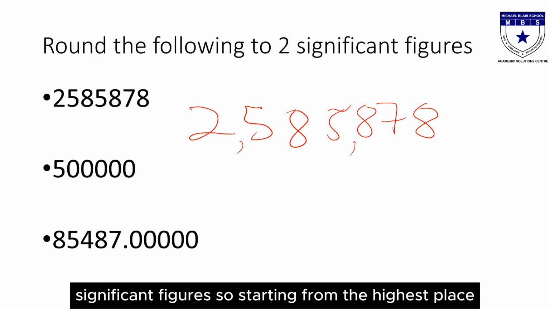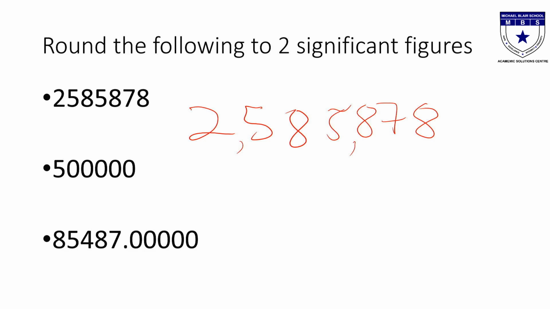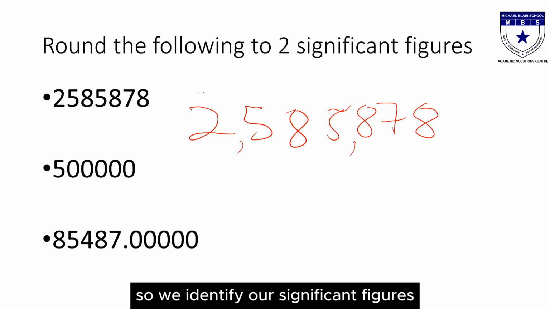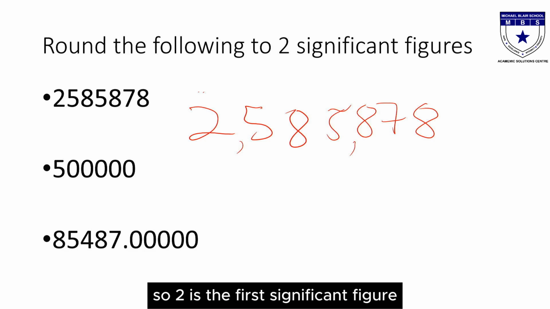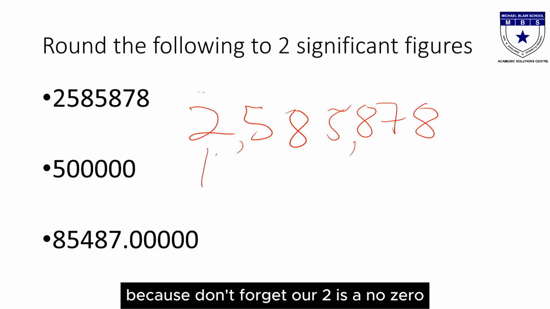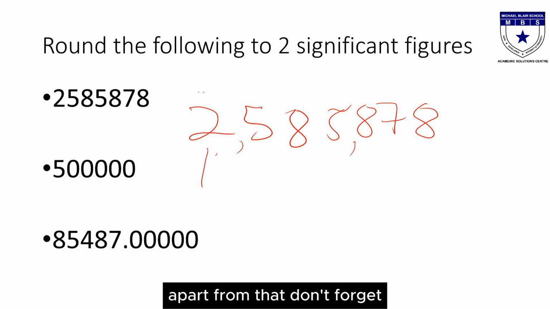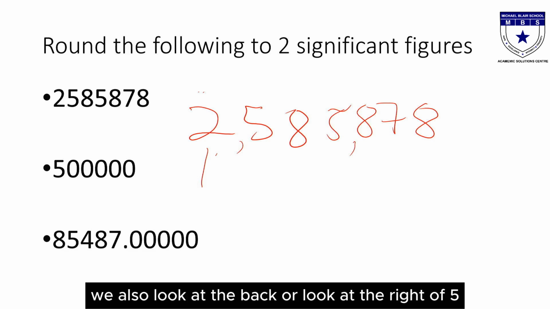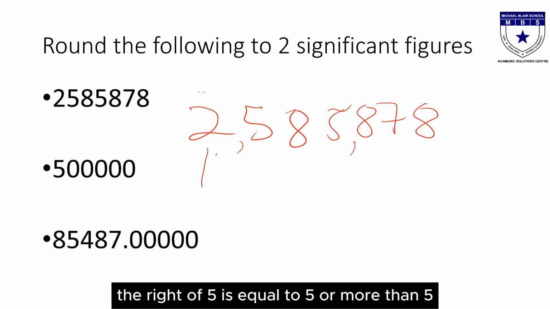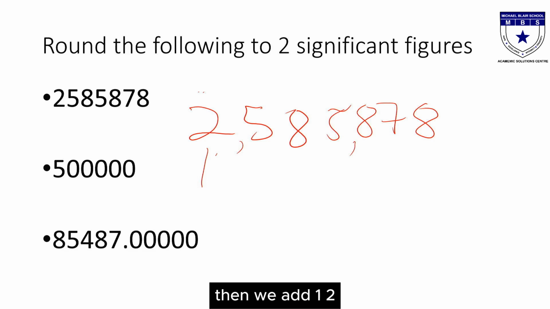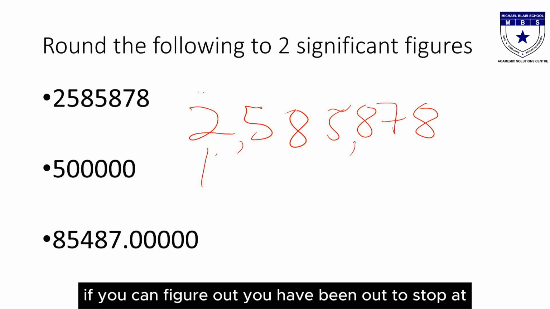So starting from the highest place, which is the millions, we identify our significant figures. 2 is the first significant figure, because 2 is a non-zero number. 5 is the next significant figure because 5 is also a non-zero number. Apart from that, we also look at the right of 5. If the number at the right of 5 is equal to 5 or more than 5, then we add 1 to the significant figure we have been asked to stop at.